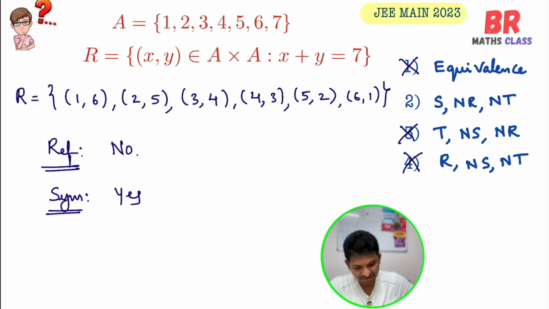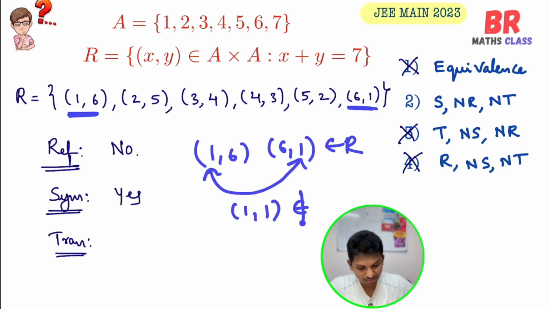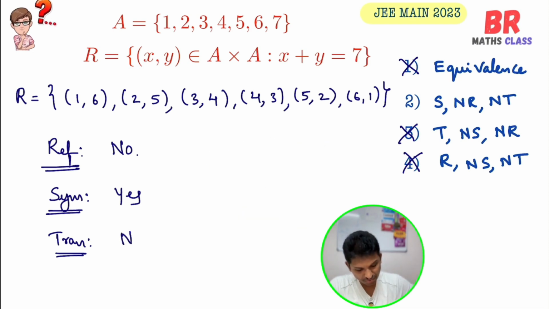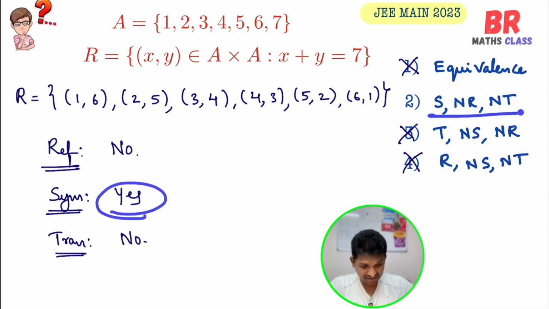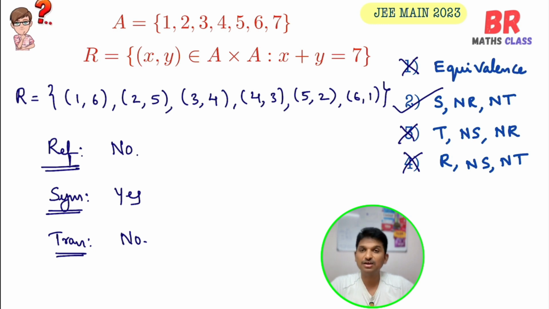Just check transitivity. You observe here, this is (1, 6), this is (6, 1). (1, 6) and (6, 1) exist in the relation. What is (a, c) here? (a, c) is (1, 1). Is (1, 1) there in the given relation? No, (1, 1) does not belong to this relation. So is this relation transitive? No. So what is the right option? This relation is symmetric only, but neither reflexive nor transitive. So second option is the right option. I hope you are understanding these things.